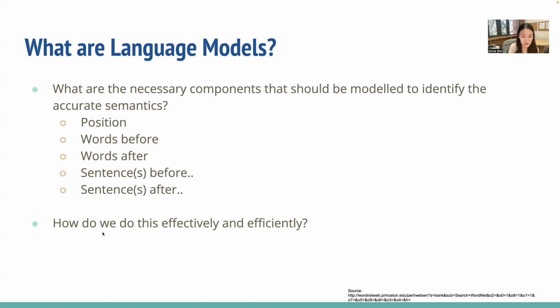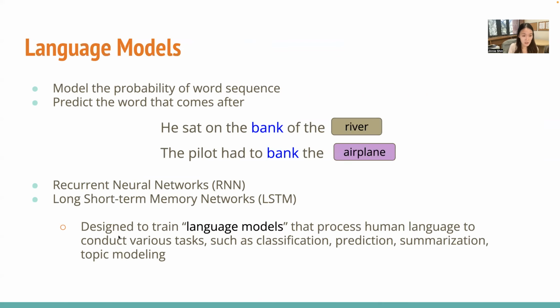Then how do we do this effectively and efficiently? In order to tackle this task effectively, numerous different algorithms have been introduced, and we'll mainly focus on two: recurrent neural networks, in short RNN, and long short-term memory networks, or LSTM. Recurrent neural networks and long short-term memory networks have been widely adopted to tackle this task effectively.